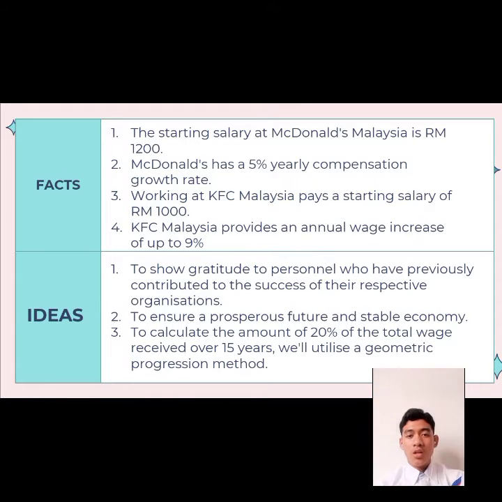There are 3 ideas in our arithmetic progression filler table. Number 1, to show gratitude to personnel who have previously contributed to the success of their respective organization. Number 2, to ensure a prosperous future and stable economy. Number 3, to calculate the amount of 20% of the total wage received over 15 years. We will utilize a geometry.